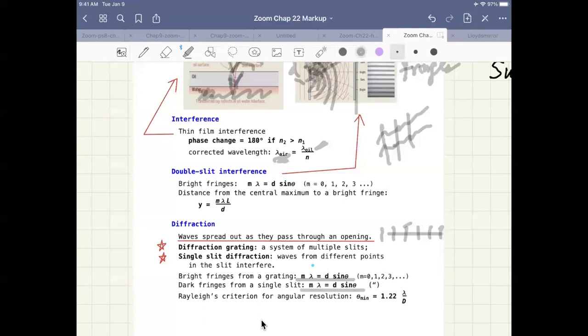Another topic that's considered in the section on diffraction is Rayleigh's criterion for angular resolution of a telescope or a microscope or your eye. The angular resolution in radians is 1.22 times the wavelength over the diameter. We'll see an example of that in one of the problems.